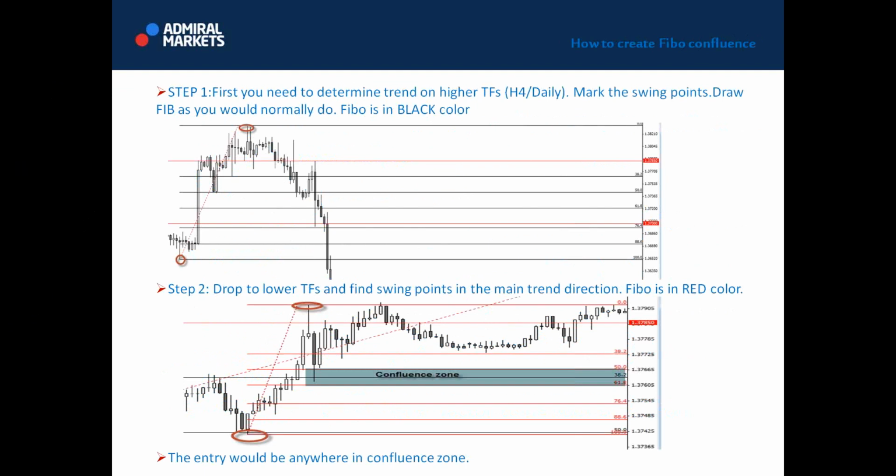So that is a confluence zone anywhere in between 50 and 61.8, because that lower time frame has aligned with a higher time frame. Okay, higher time frame has aligned with a lower time frame, and when you have an alignment of both time frames, then your entry can be called a higher probability entry. So that is how you create a Fibo confluence.